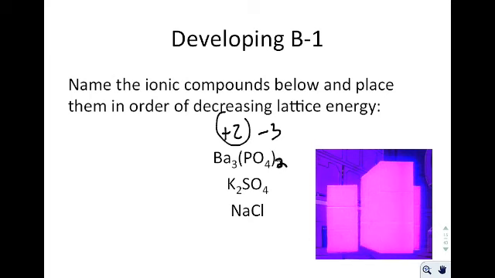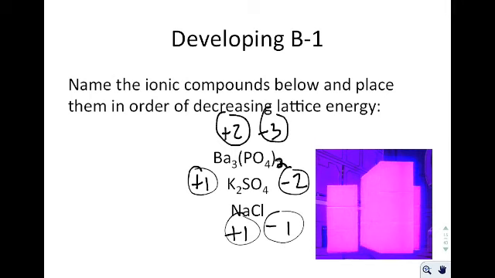So we've got a +2 and a -3. We look at the next one. Potassium is in group 1. Sulfate is a -2 charge. And then finally we have +1 and -1. So we can say that these things are actually in order of decreasing lattice energy. Barium phosphate is going to have the greatest lattice energy because it has the greatest charges that are pulling them together. Okay, potassium sulfate is going to have the next greatest lattice energy because it has a higher charge than sodium chloride. So these are actually in the correct order.